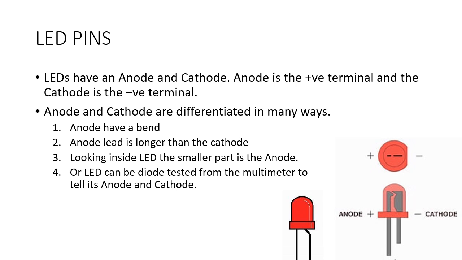Okay, LEDs. LEDs have 2 pins, anode and cathode. How to tell which one is which? There are multiple ways to tell that. Here are a few. Either you can look at the length of the lead, that leg. The longer one is the anode and the smaller one is the cathode. Or you can look inside of the LED. The smaller section is connected to the anode and the larger section is connected to the cathode.